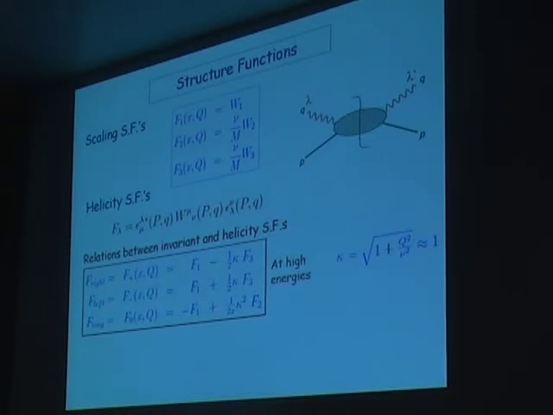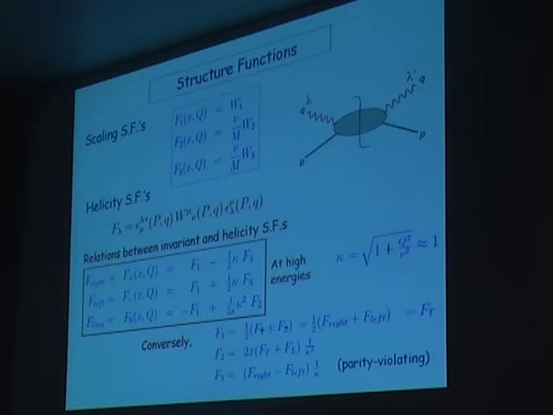The relation between these invariant scaling F1, F2, F3 and the helicity ones, right-handed, left-handed, longitudinal, is very simple. There is this factor kappa here, which is effectively 1 at very high energies, because Q squared is much smaller than mu squared. If you forget about kappa, the relations are very simple. In fact, the usual F1 is just the transverse, which is right-handed plus left-handed. F3 is exactly equal to the parity violating one. F2 is a combination of the transverse and the longitudinal with a factor.